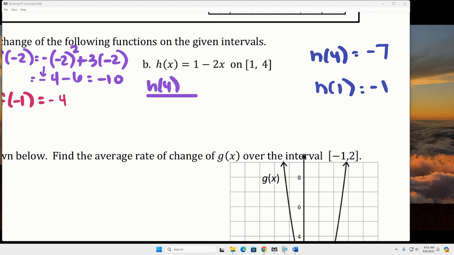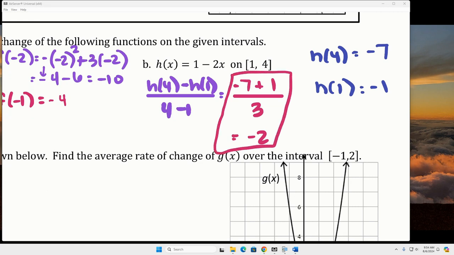Now, I like to do h of 4 minus h of 1 over 4 minus 1. But what you absolutely have to write is -7 plus 1 over 3. Now, I just remembered it's fine if you put 3 there. And you have to write what that equals. What does that equal? -2. So it's -6 divided by 3 is -2. So this is 100% needed to get a credit.